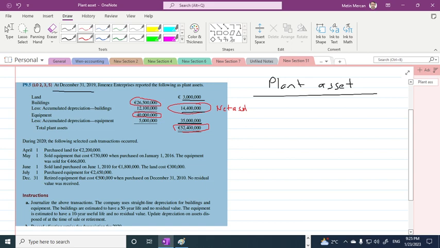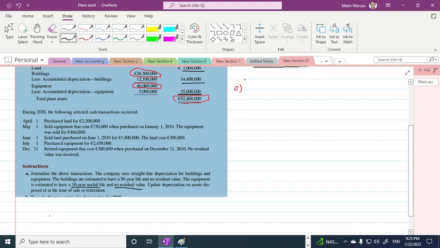2020, the company had such transactions. The question, A. Then we'll continue. The purchase of land, $2,200,000. So we generalized all the transactions, and the company used straight line depreciation for building and equipment. Buildings are estimated to have a 50-year life and no residual value. Equipment is estimated to have 10 years and no residual value. Update depreciation on the asset disposed of at the time of sale and retirement.